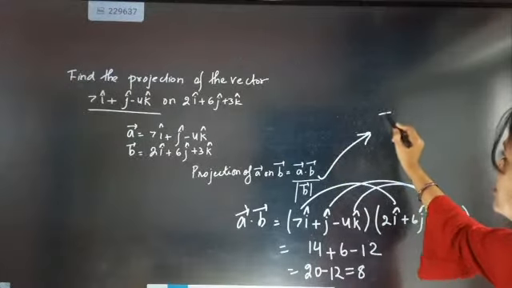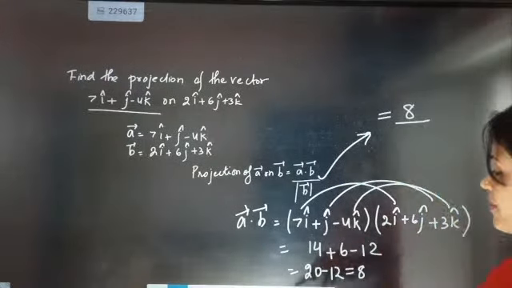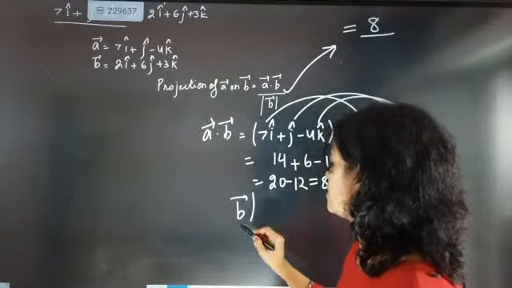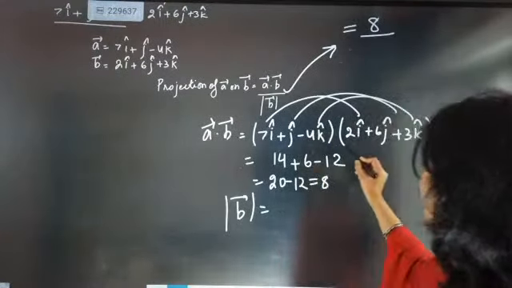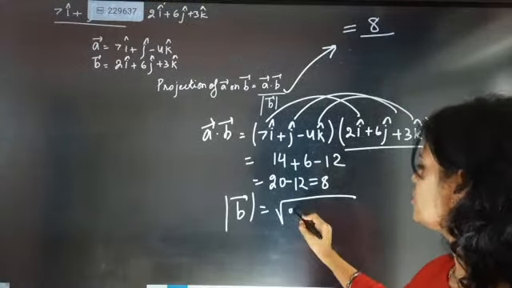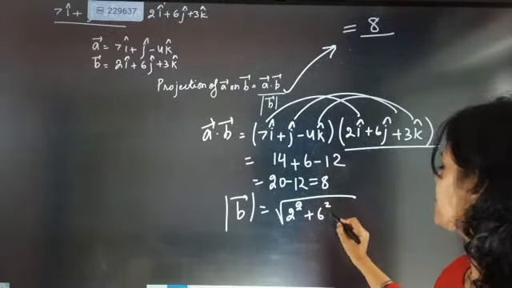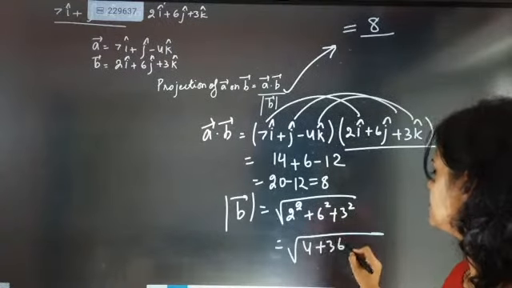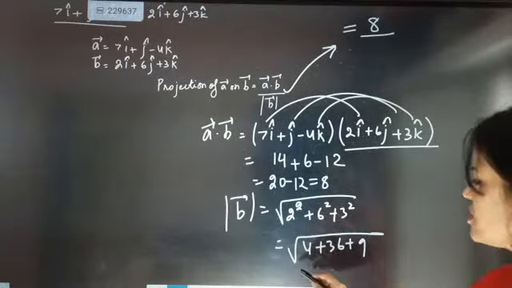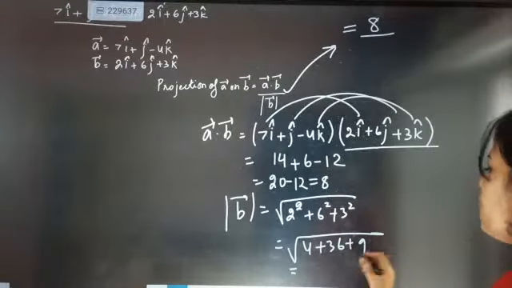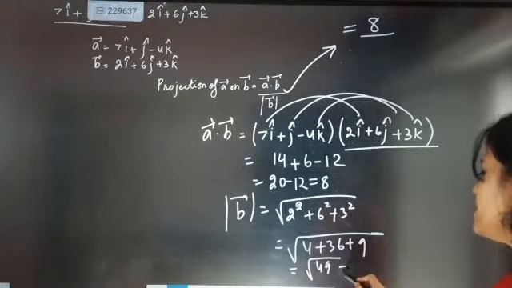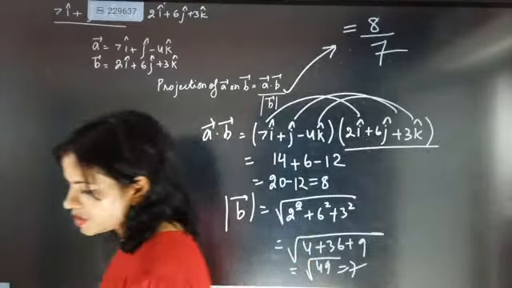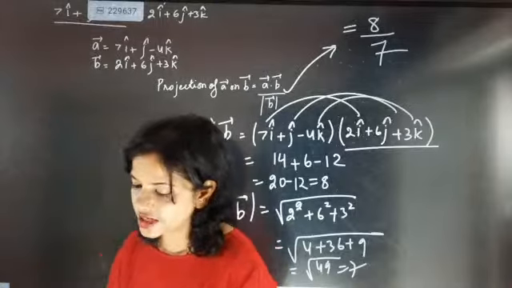We have to find the projection of this. It is 8 by the modulus of B vector. B vector is this one. So 2 square, 6 square, 3 square: 4, 36, 9, which is 49. Root of 49 is 7. So the answer is 8 by 7. That's it, the projection of A on B. The correct answer is exactly 8 by 7.